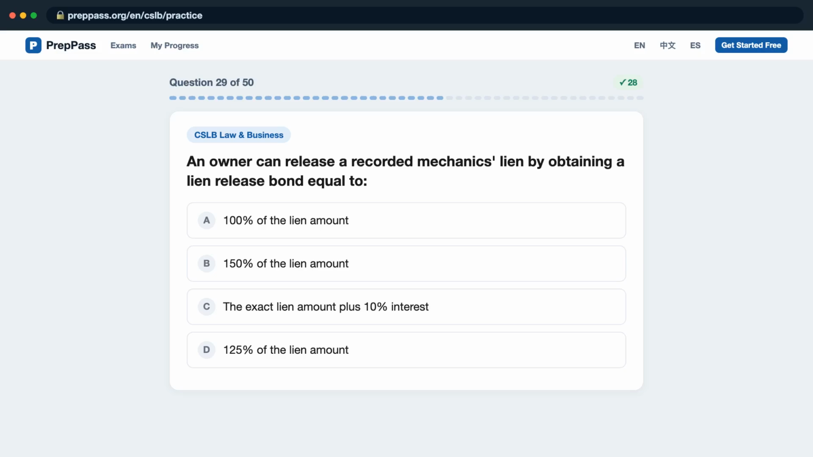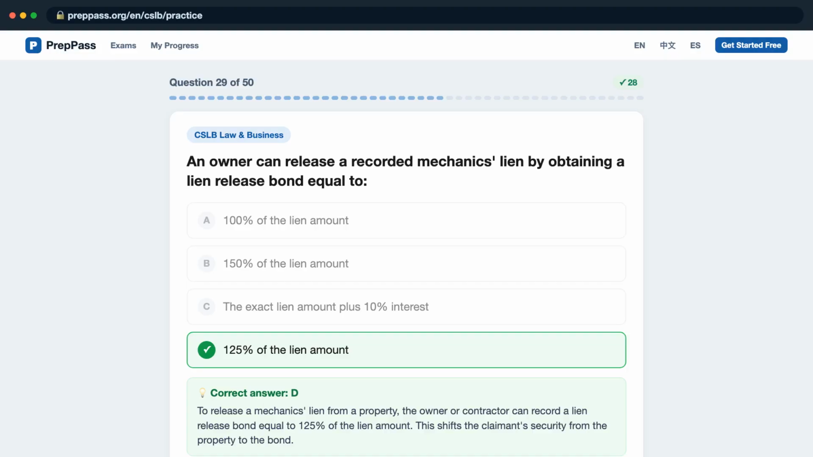Question 29. An owner can release a recorded mechanic's lien by obtaining a lien release bond equal to, is it A. 100% of the lien amount? B. 150% of the lien amount? C. the exact lien amount plus 10% interest? D. 125% of the lien amount? The correct answer is D. To release a mechanic's lien from a property, the owner or contractor can record a lien release bond equal to 125% of the lien amount. This shifts the claimant's security from the property to the bond.